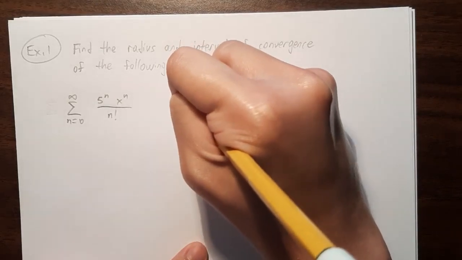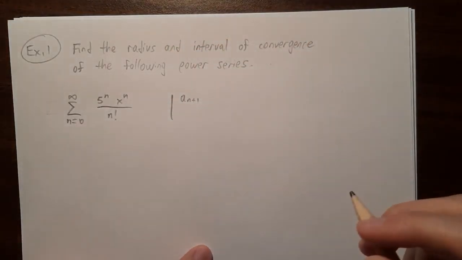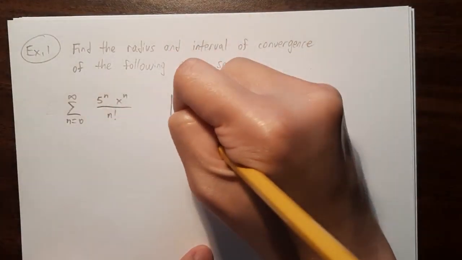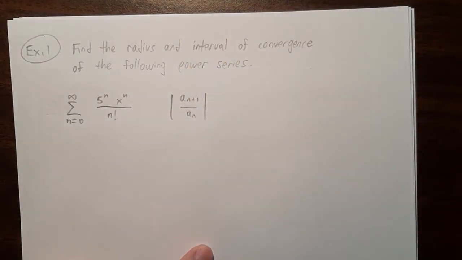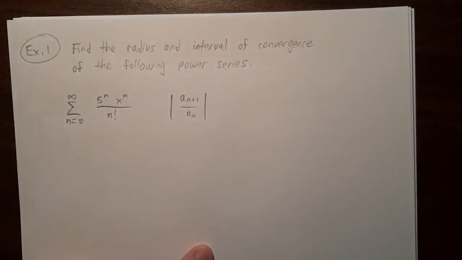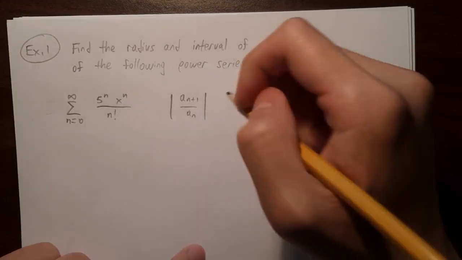It says I need to take the ratio of the next term divided by the current term, and take the limit of that in absolute value and see what I get. If what I get is less than 1, it converges. If it's greater than 1, it diverges. And if it's equal to 1, then we still don't know. All right, so let's see what this looks like.